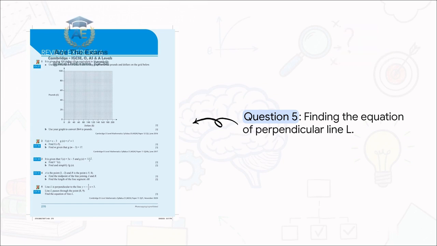The command reads, line L is perpendicular to the line y equals -1/2 x plus 3. Line L passes through the point 8, 9. Find the equation of line L. I love this question. It's a brilliant piece of exam design because it forcefully tests 2 completely separate concepts simultaneously, your theoretical understanding of perpendicular intersections and your practical ability to generate a complete working equation from just one single coordinate point.